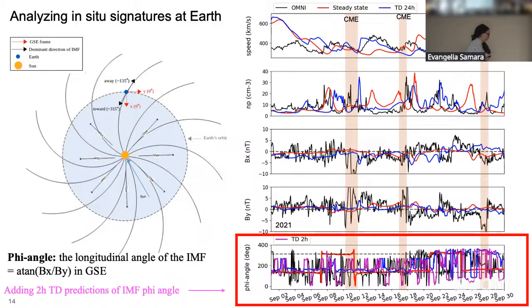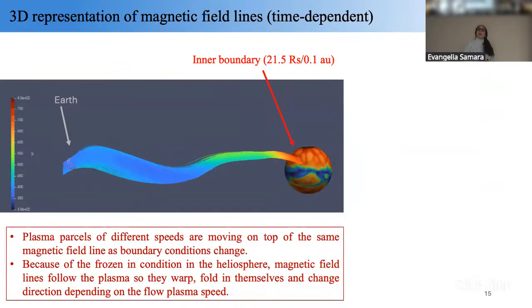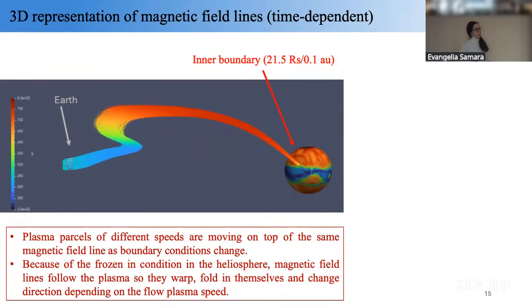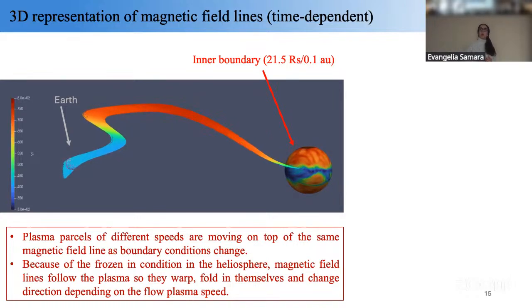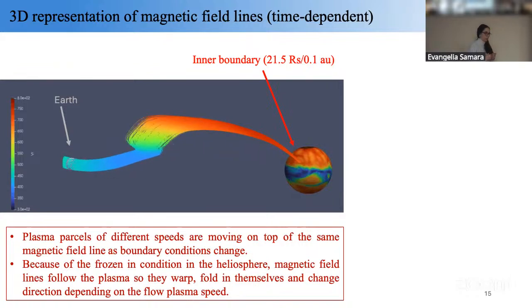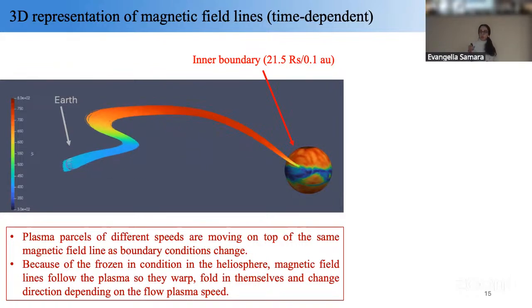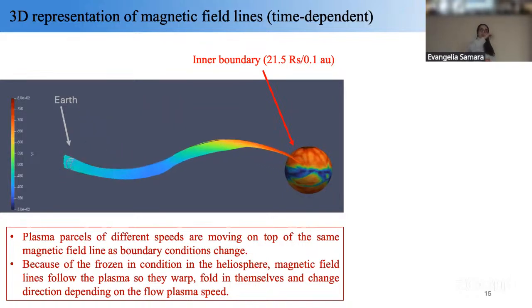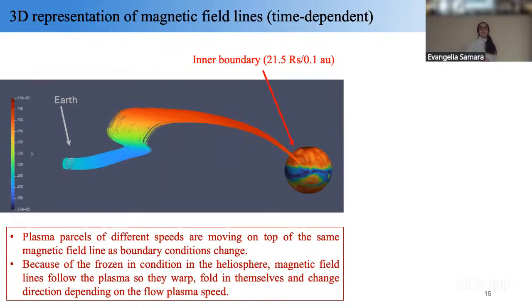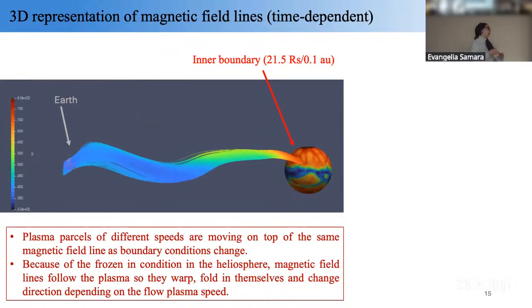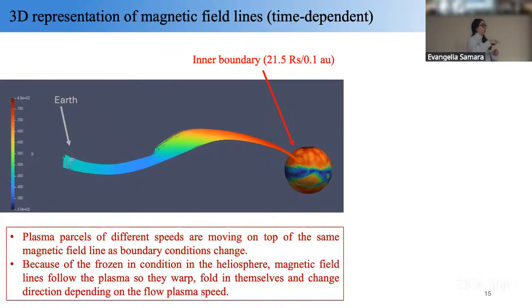And why is this important and how is it to be explained? If I now trace my magnetic field lines from the Earth back to the inner boundary at 0.1 AU, I will see that my magnetic field lines deviate a lot from the ideal Parker spiral. You see that in the GIF here. They warp in themselves, they fold in themselves, they change directions. And that's the main reason that we were obtaining the better predictions before.